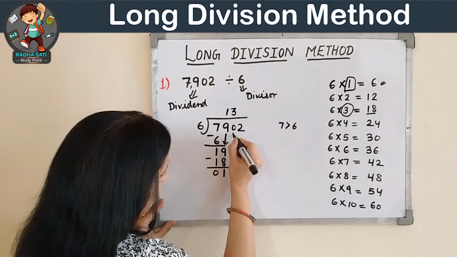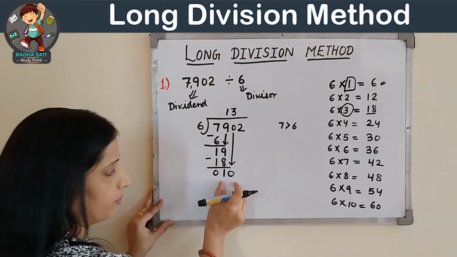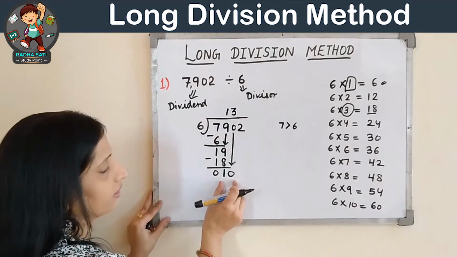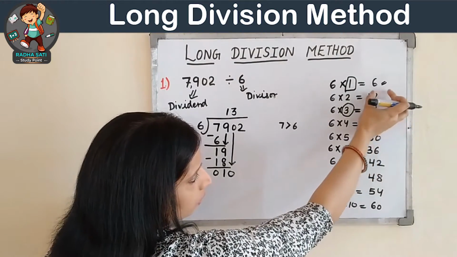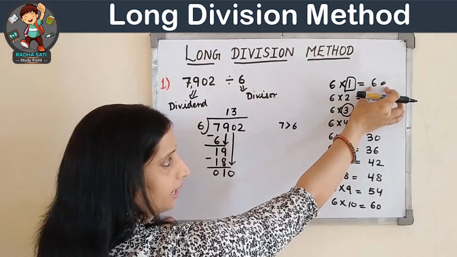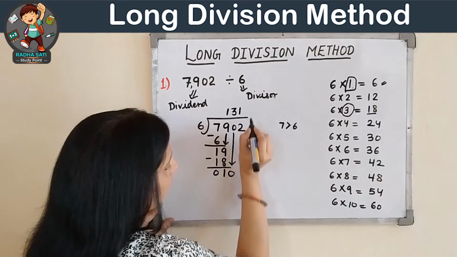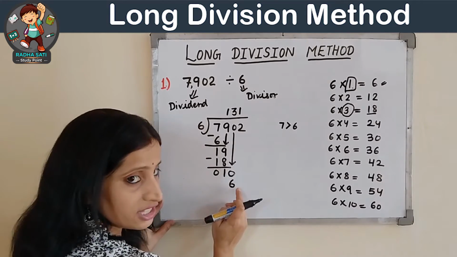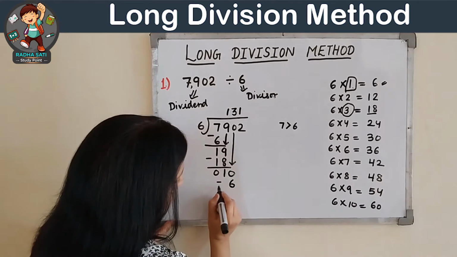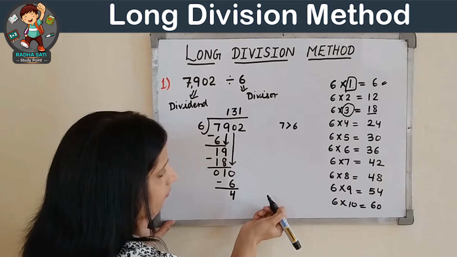Okay. Again the next step is write down this 0 here. Now the number has become 10. And we can see that in the table of 6, only this number is less than 10 and it is coming in one time. So again we will write 1 here and 6 here. 6 we will write under the ones place. Now again we will subtract. 10 minus 6 is 4.